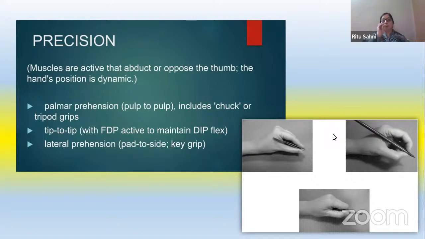So the types of precision grips are important: tip to tip, palm to palm, pulp to pulp, and also the pad to side or key grip, where we are taking the key in the car, and at that time we are just rotating. That kind of working is known as the lateral prehension grip.